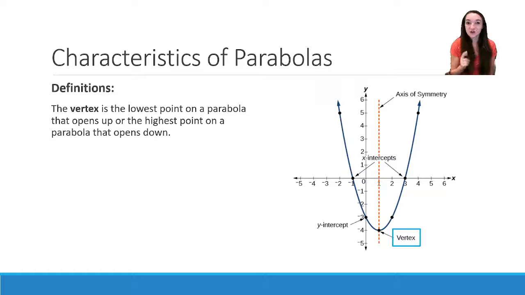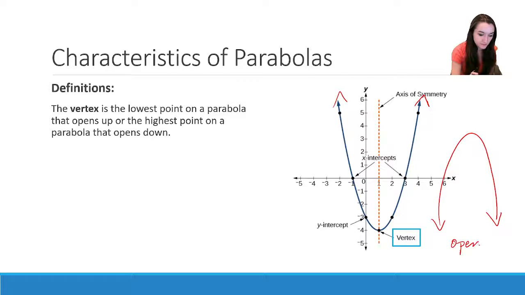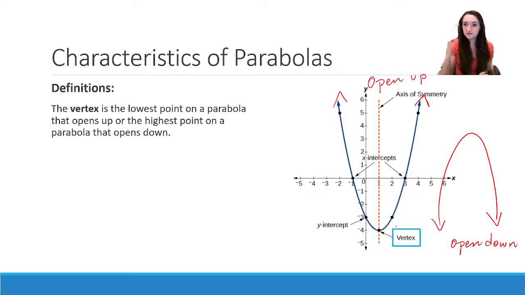The vertex is the lowest point on a parabola that opens up or the highest point on a parabola that opens down. So in this picture, we have a parabola that is opening upward. We can say that it's opening upward because the arrows on either end go up. So this is opening up, whereas if the parabola were facing this direction, it would be opening down. So this is opening down, and this is opening up. So if we have a parabola opening up, then the vertex is this lowest point at the very bottom. Whereas if we're opening down, then the vertex is that highest point right in the middle.